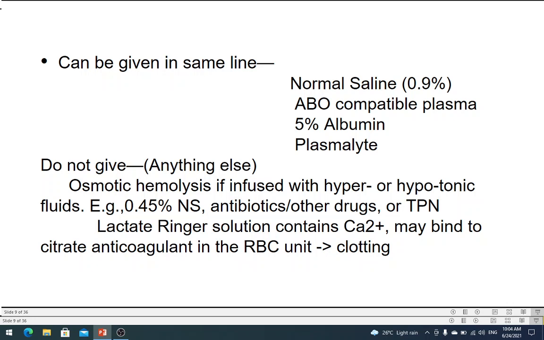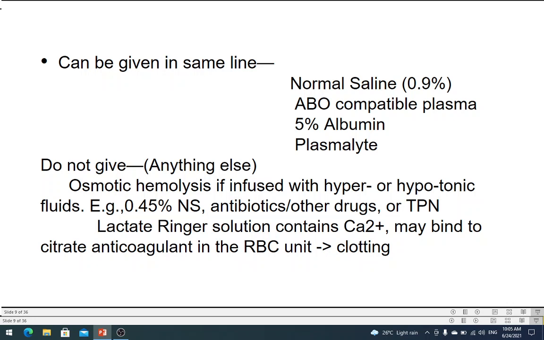So you cannot give Ringer lactate. That is probably one of the commonest fluids that we use in the theatre. You cannot give Ringer lactate along with the packed cells because it contains calcium. The blood preservatives contain chelating agents which take out the calcium. So if you give fluid which contains calcium, what will happen is the blood will clot. You understand?